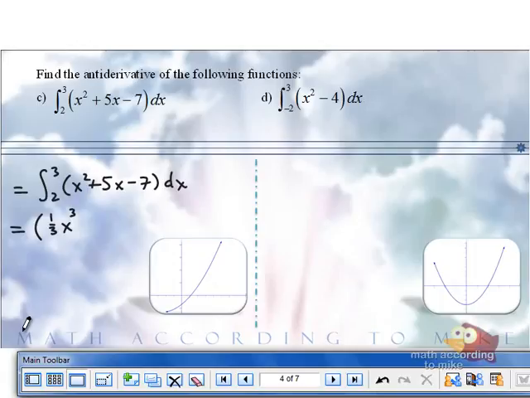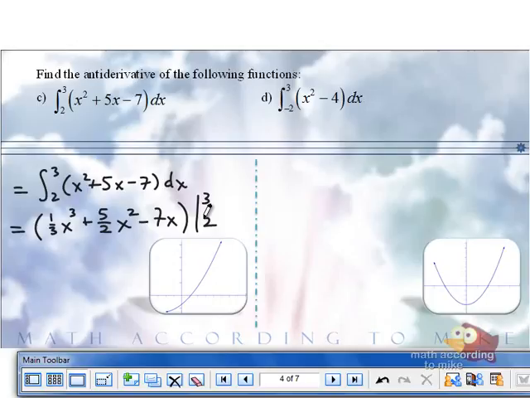Be careful. 5 halves x squared. Minus, what's the antiderivative of 7? 7x. So again, remember you can take the derivative to check your answer.